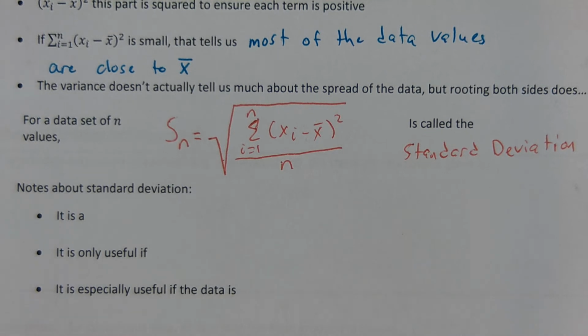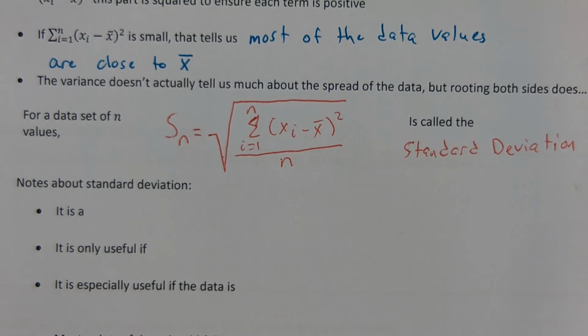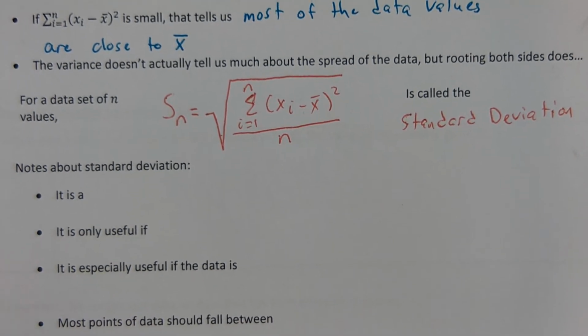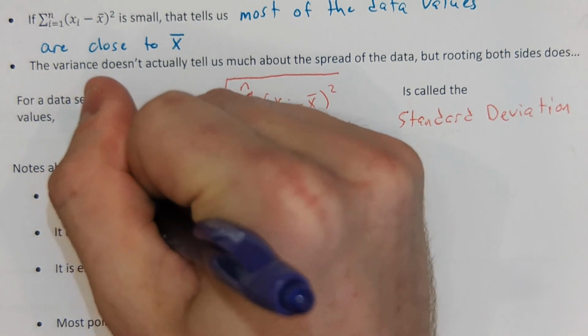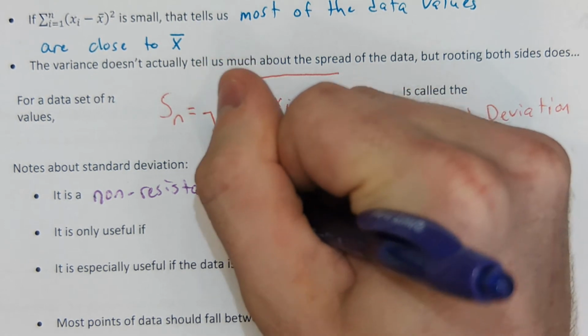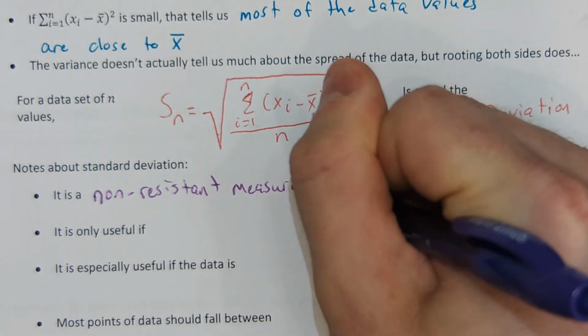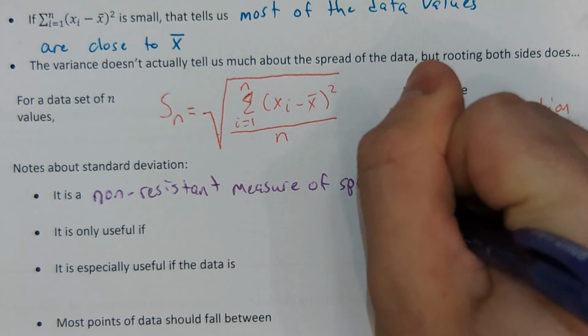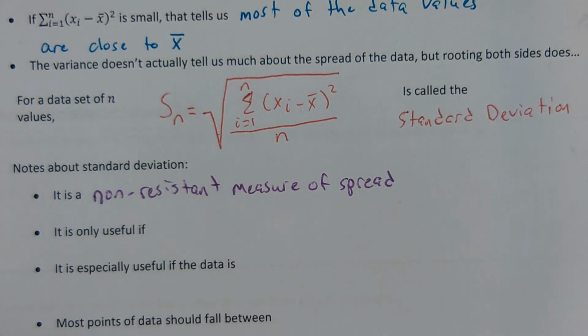So what are some important things to know about the standard deviation? Well, the standard deviation is a non-resistant measure of spread. And that means that it's actually pretty easy to mess with simply by adding or removing data points from a set, especially if they're far away from the mean. So we say that it is a non-resistant measure of spread. And that's because it is dependent upon the mean, which can be affected by extreme values.